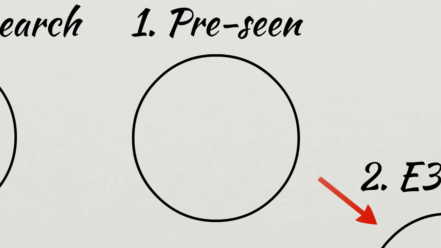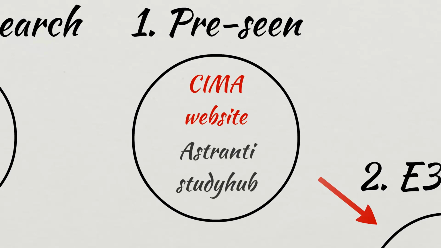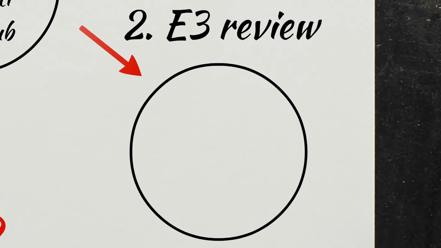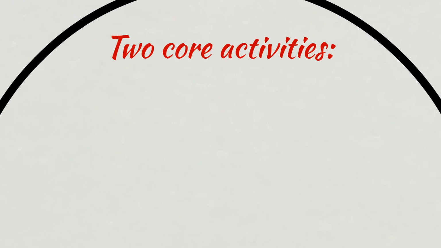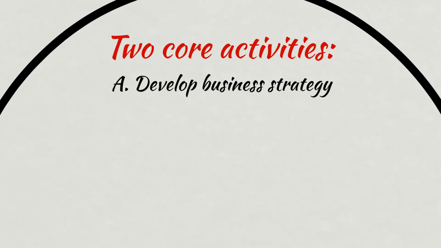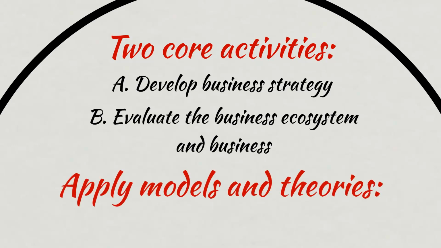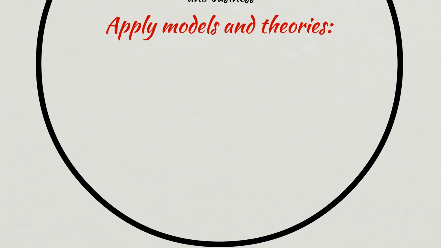Now, to get a copy of the pre-seen, simply go to the CIMA website or to the Astranti Study Hub to download a copy. And then conduct your E3 review. And this relates to 2 core activities at the strategic case study level, but it will also apply to core activities at operational and management as well. And the ones that apply for strategic are to develop business strategy and to evaluate the business ecosystem and business itself.